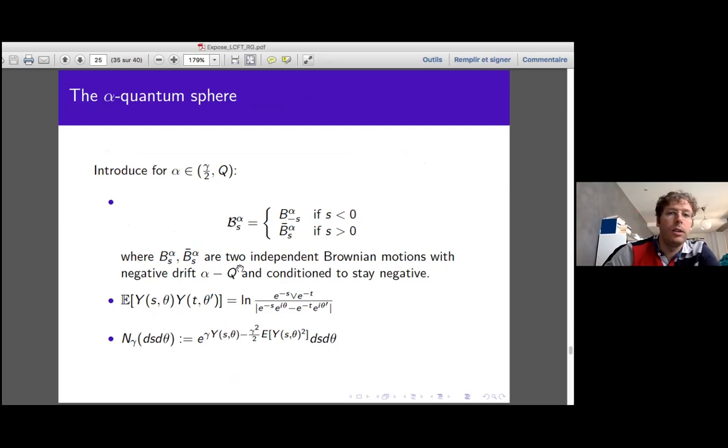If I take alpha in gamma over 2 to Q, where Q is gamma over 2 plus 2 over gamma, and two independent Brownian motions with negative drift alpha minus Q, conditioned to stay negative, this is going to be the radial part of my Liouville field, if you want. And I take a lateral noise. Now I'm working in the cylinder. I map the Riemann sphere to the cylinder, because the Riemann sphere is nothing but the cylinder R times 0 to pi. So I construct the lateral noise on my cylinder, which is a log-correlated field with this covariance. I can take the exponential using standard renormalization techniques, so Gaussian multiplicative chaos.